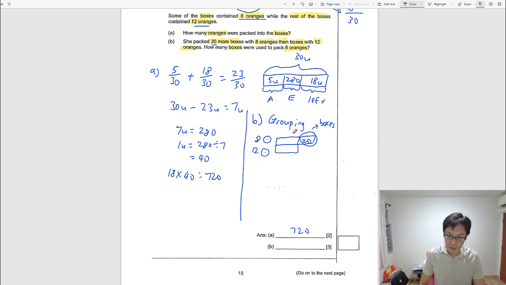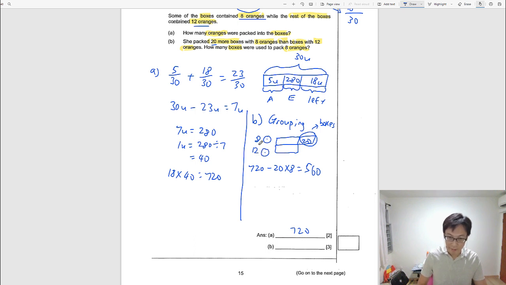So to find the number of oranges in these 20 boxes, we must take 20 times what? Yes, we did 20 times 8. Alright, you take 720 minus away 20 times 8, because each box contains 8 oranges, correct? So if you take 720 minus 20 times 8, you get 560. Alright, and this 560 will be all the oranges in an equal number of boxes of 8 and 12.